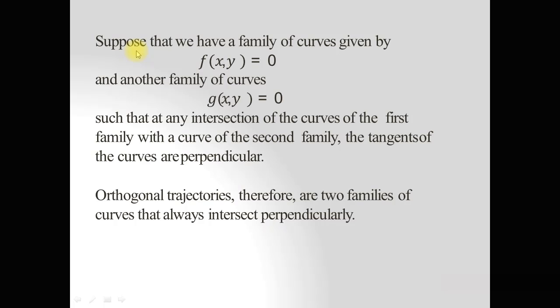Now suppose that we have a family of curves given by the function f. F is a function of x and y. So suppose we have a family of curves given by f(x,y) = 0, and another family of curves as g(x,y) = 0, such that at any intersection of a curve of the first family with a curve of the second family, the tangents of the curves are perpendicular. Orthogonal trajectories, therefore, are two families of curves that always intersect perpendicularly.